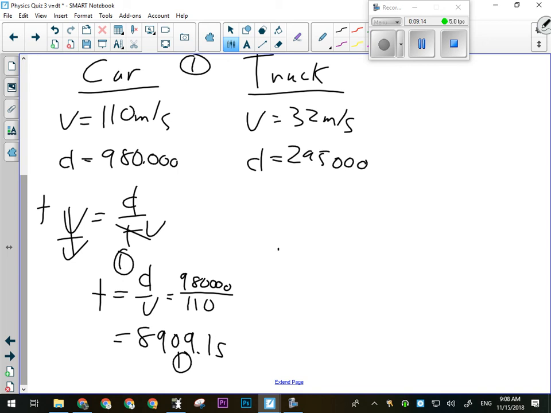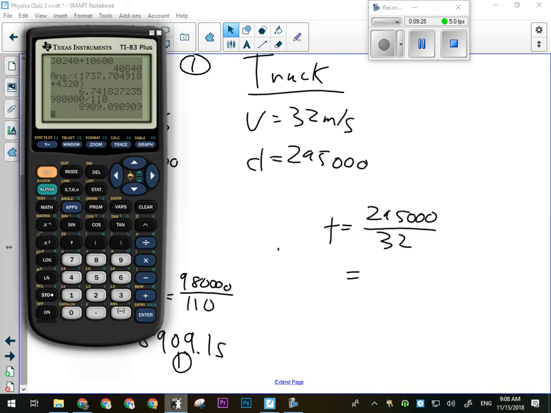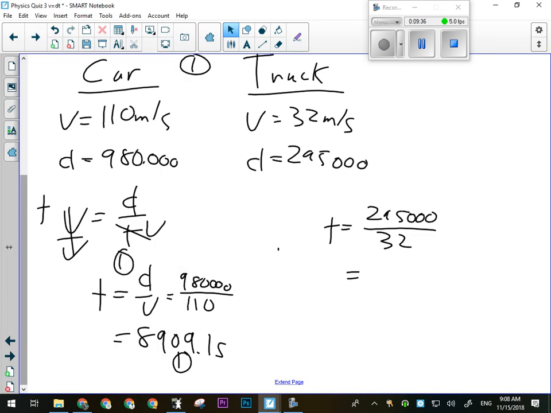And then they have to do exactly the same calculation for the truck. So for the truck, the time will equal 295,000 divided by 32 meters per second. It takes them 9,218.75 seconds. They can have a mark for that. So now we're up to 4 marks.